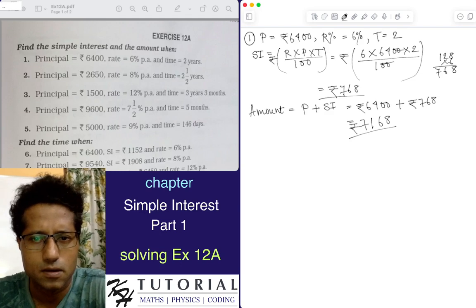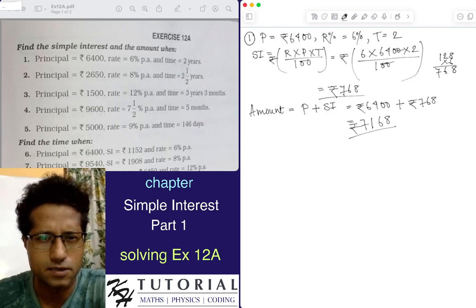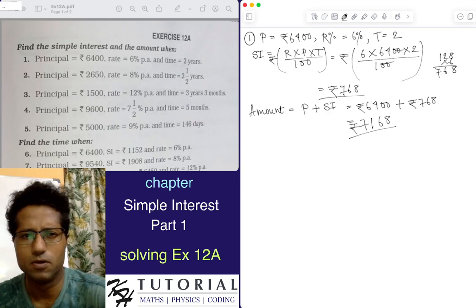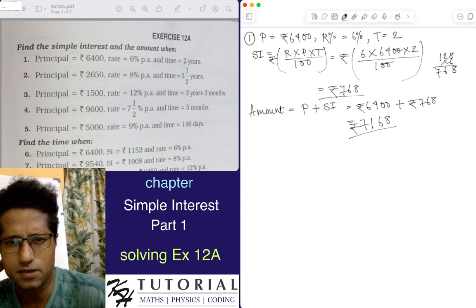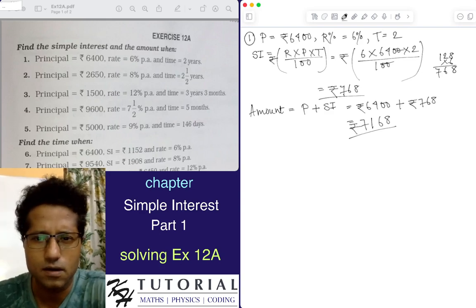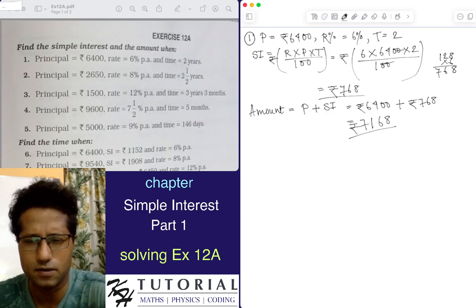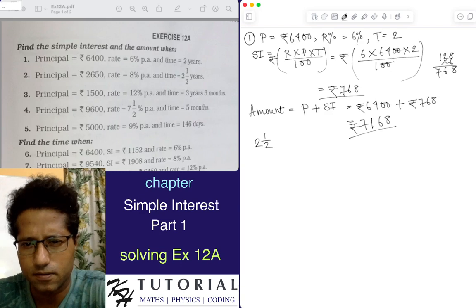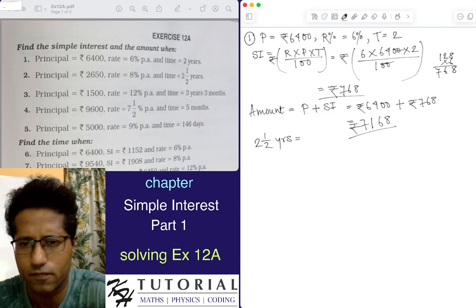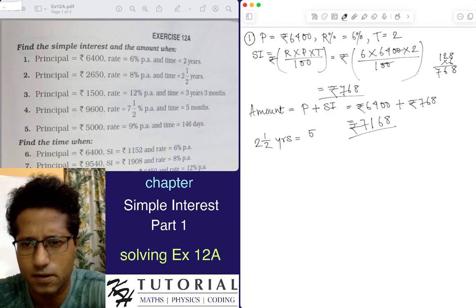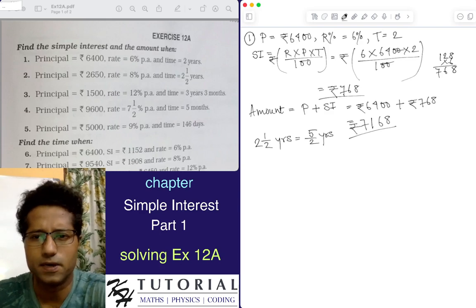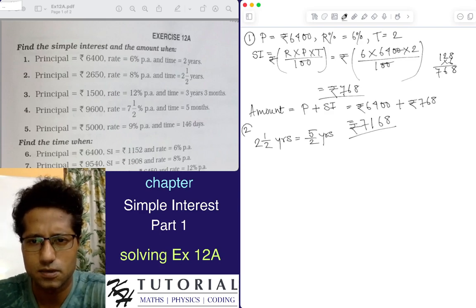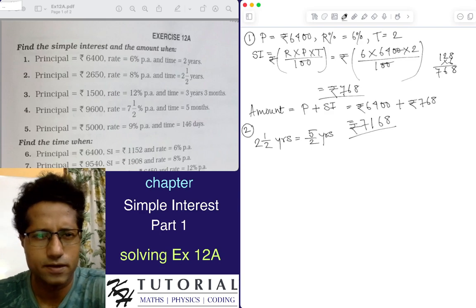Okay. Now let's do the second problem, it is the same thing. The time is given to be 2.5 years. Now two and a half years, you have to convert into an improper fraction, which is 5 by 2 years. So the value of t will be 5 by 2. This is just a note, I will not solve it.